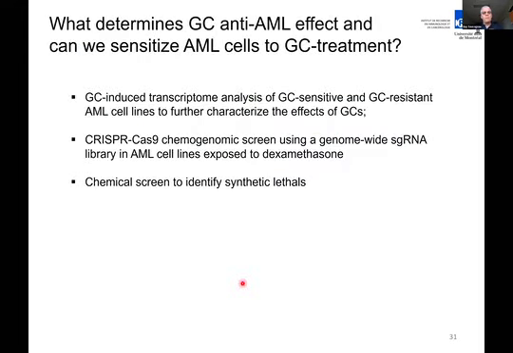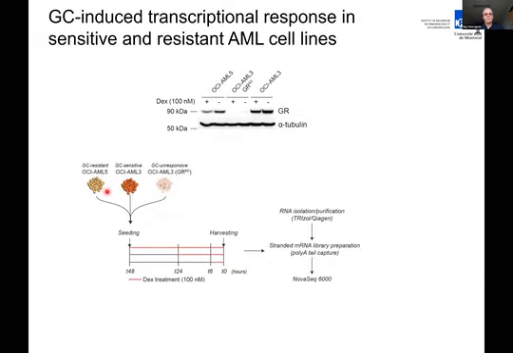Now, one of the first things we did is basically looking at glucocorticoid-induced transcriptomes in resistant and sensitive cell lines, and also engineering a sensitive cell line to become resistant. The second approach was really to do a CRISPR-Cas9 chemogenomic screen using 2 resistant cell lines in the presence of dexamethasone. And finally, doing a chemical screen to identify synthetic lethals to dexamethasone. So let's go through some of this data.